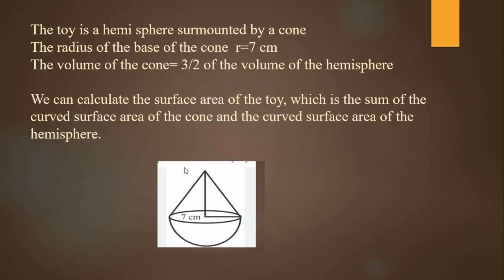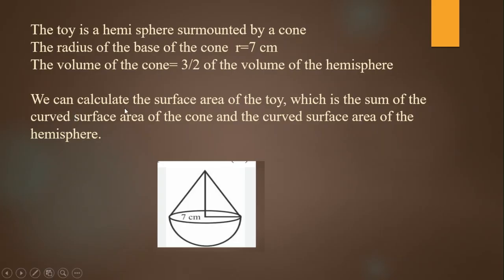So what is given here? The toy is a hemisphere surmounted by a right circular cone, and the radius of the base of the cone is 7 centimeters. Obviously it becomes the radius of the hemisphere also, because the cone is surmounted on the hemisphere, and the volume of the cone is 3 by 2 of the volume of the hemisphere. So we need to calculate the height of the cone as well as the surface area of the toy.